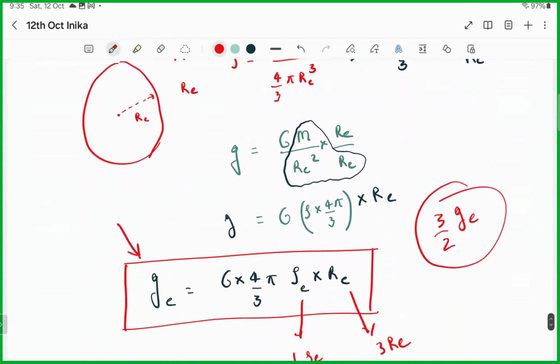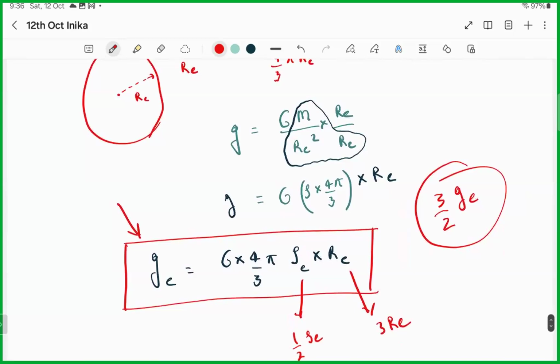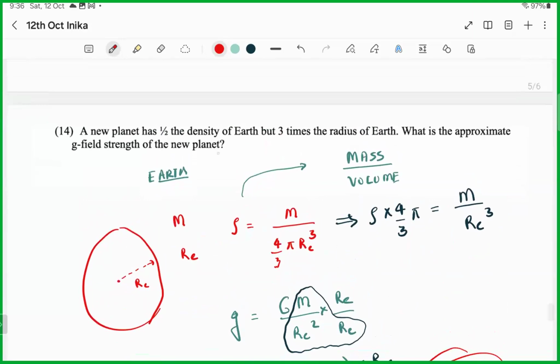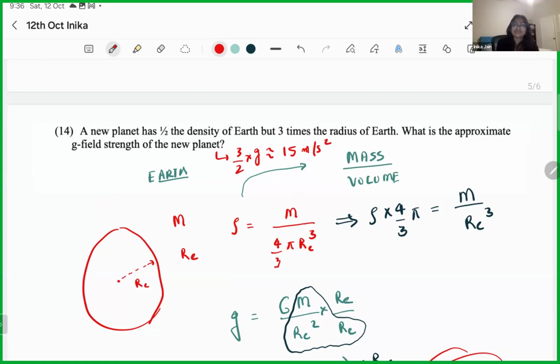Just check with this. This is the stuff that you're getting as g: capital G times 4 pi rho e into r. Then you make density half, radius 3 times. As a result of both, the g value becomes 3 by 2 times. So what he's asking, what is the approximate g field strength on the new planet? It will be 3 by 2 times the g value, which will be approximately 15 meter per second square. Correct? That is what it should be.